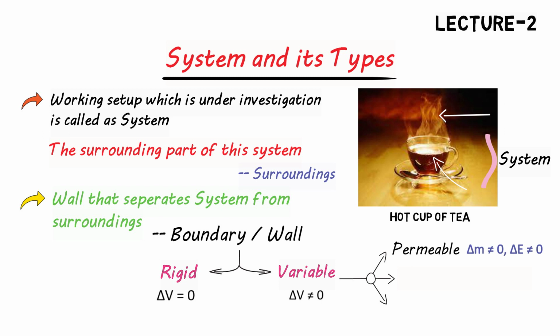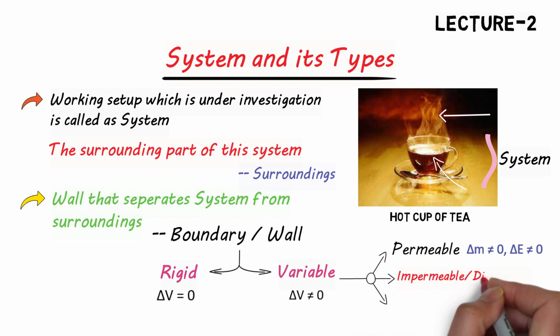the hot cup of tea, that with the passage of time the hotness of that cup decreases, it gets to the colder side, indicating that there is energy transfer from that cup which was under investigation as a system, and it transfers its energy to the remaining part, which we call surroundings. So that's why there is energy transfer also. Such a wall or boundary which allows mass transfer as well as energy transfer, we call a permeable boundary or permeable wall.